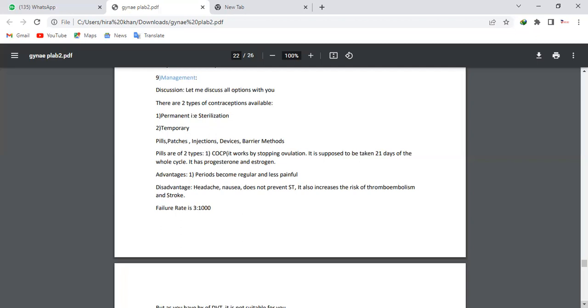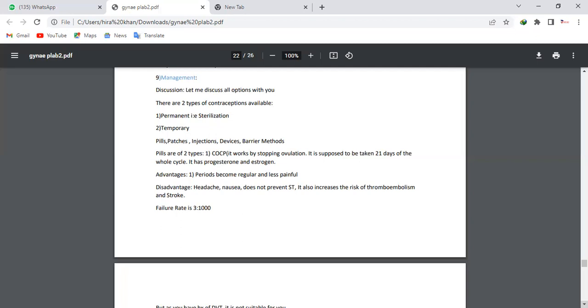One is the combined oral contraceptive pills. It works by stopping the ovulation, and it is supposed to be taken 21 days of the whole cycle, and it releases progesterone and estrogen. The good thing is the periods become regular and less painful, but it does have a few side effects, like headache and nausea, and it cannot prevent sexually transmitted infections.